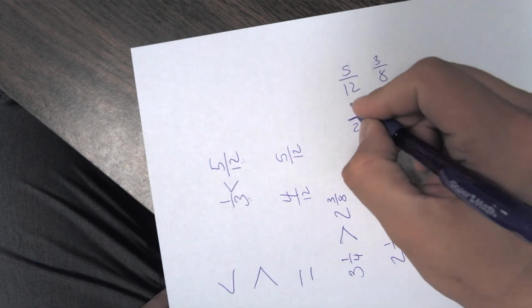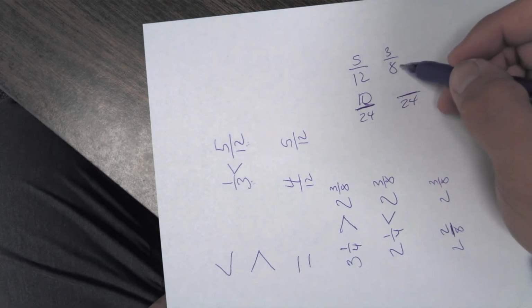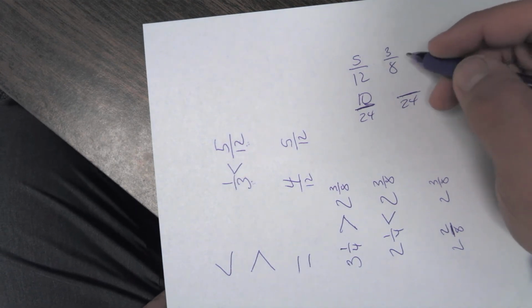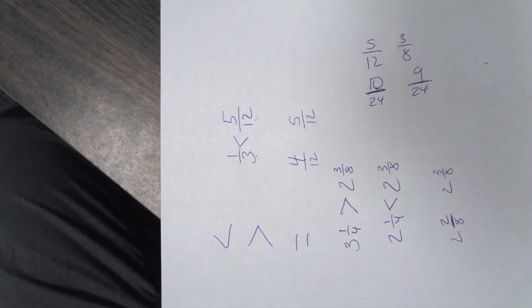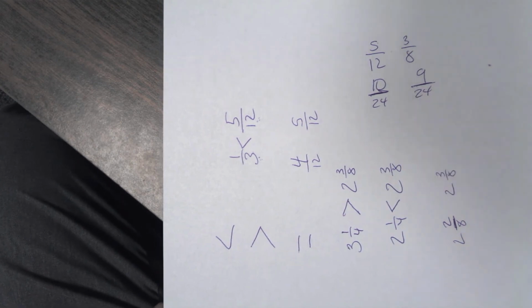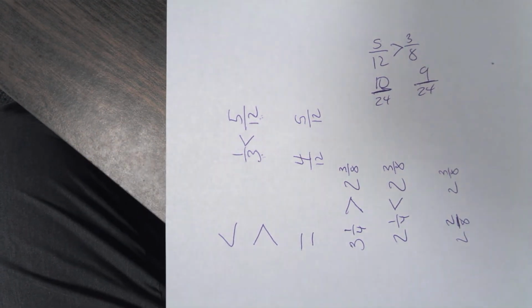Yeah. So you get 10 on top. And then 8, what do we have to do? How do we get from 8 to 24? Times it by 3. Yep. So then 3 times 3 would be 9. So now we have 10 and 9. So which one's bigger? 10/24. Yep, 10 over 24, so that would be the 5/12. So 5/12 is greater than 3/8, just like that.